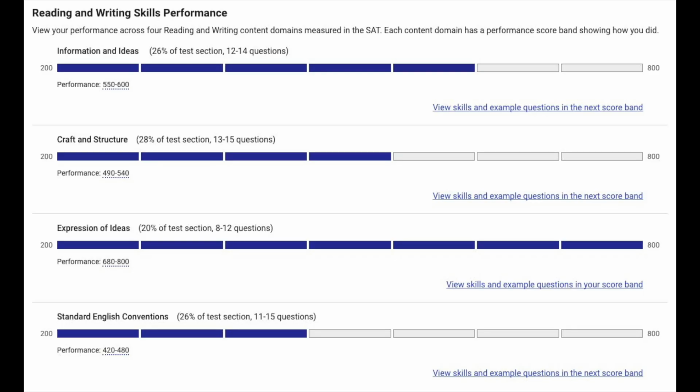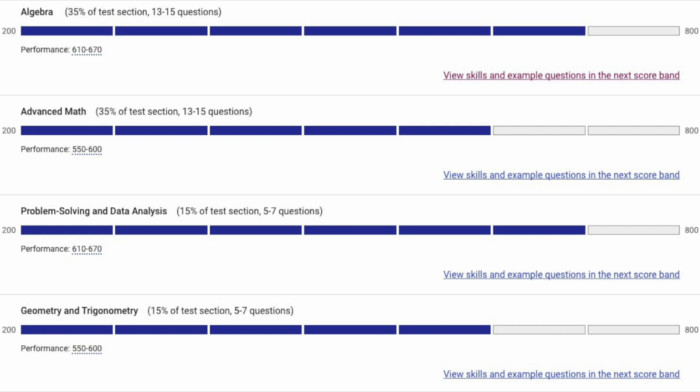They're unsure of what these bars mean, and they're unsure of what these different categories such as information and ideas, standard English conventions, advanced math actually mean in terms of the types of questions that they are missing on test day and what types of questions they need to be practicing with, what skills and content they need to be learning to make sure they don't miss something similar on their future SAT. So we're going to cover all of that in depth throughout this video.